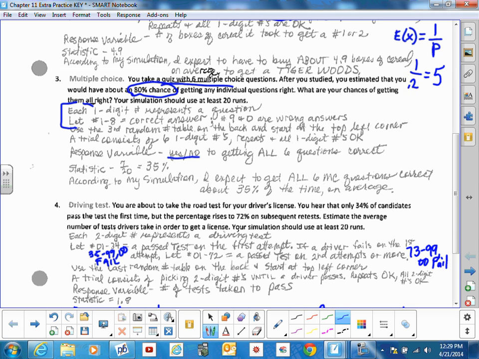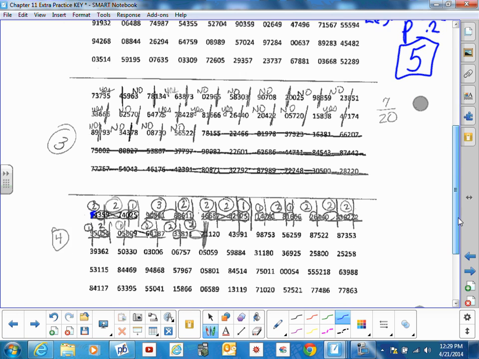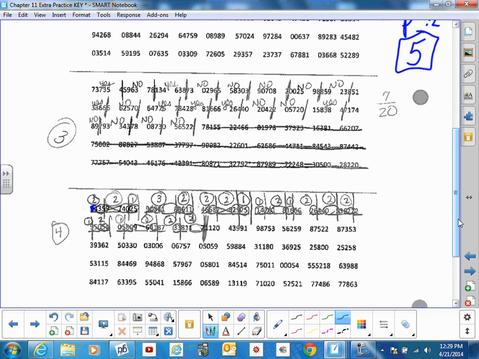Okay, so when I did my simulation over here, I drew a line every 6 problems. And I was looking for all the numbers being 1 through 8. If I saw a 9 or a 0, I missed one. So they were not all correct.